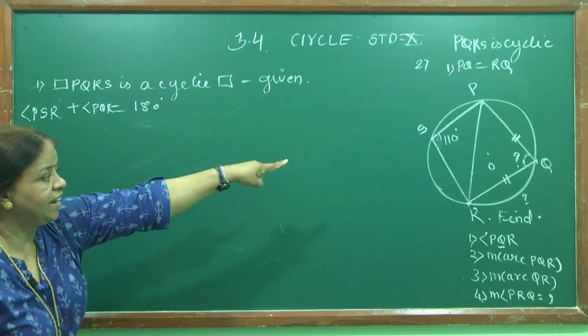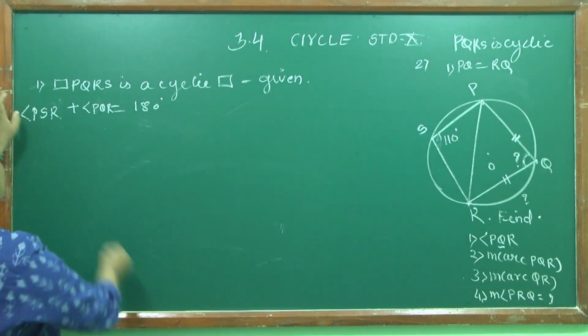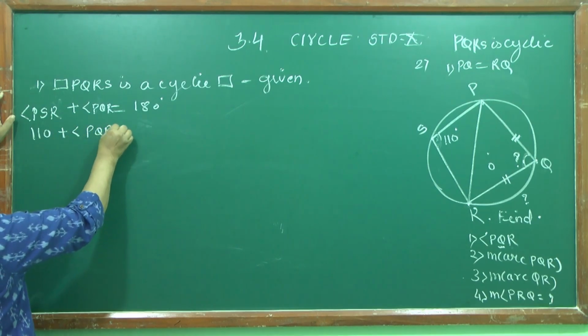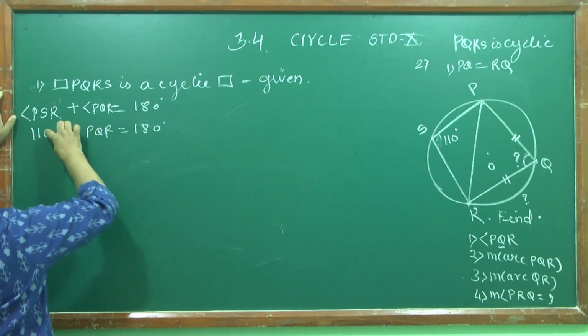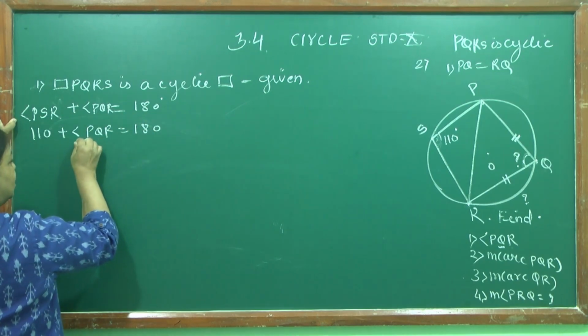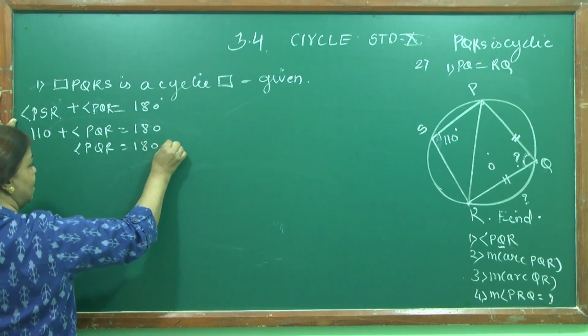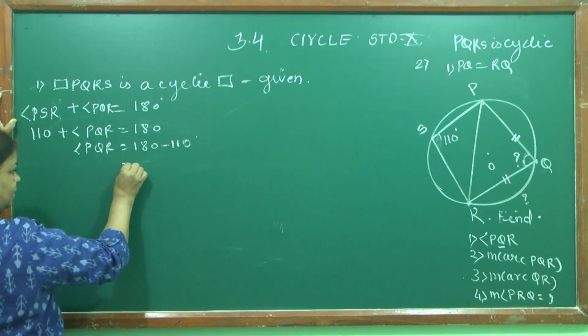PSR is given 110, children. See the figure. So I can write 110 plus angle PQR is equal to 180 degree. 110 will shift here. So angle PQR is equal to 180 minus 110.